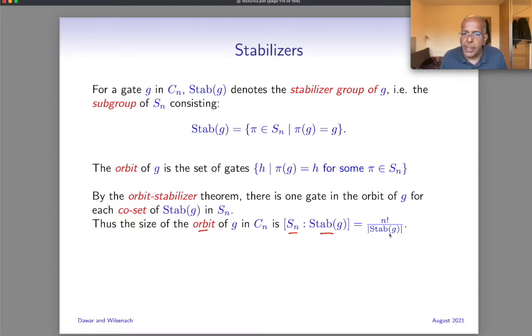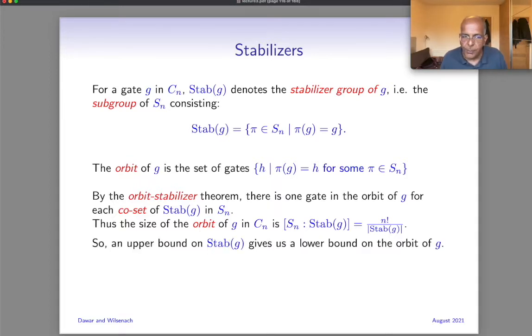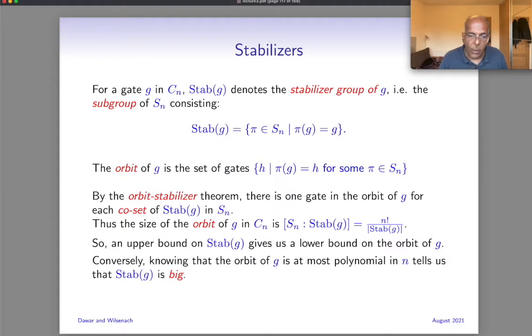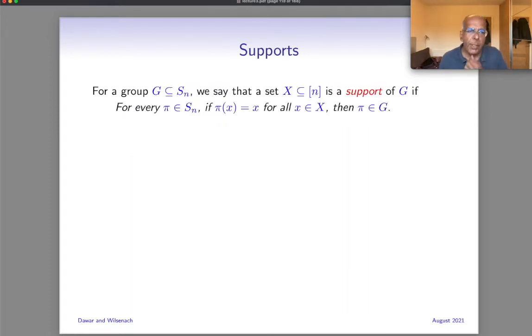So all gates in a symmetric circuit of polynomial size have large stabilizer groups. So an upper bound on the stabilizer group gives us a lower bound on the size of the orbit. And as I said, conversely, knowing that the orbit is at most polynomial tells us that the stabilizer group must be big. Now, what big groups can you get as stabilizer groups of gates? Say you have a subgroup G of Sn. We say that a set of elements X in n is a support of the group if every permutation in Sn which pointwise fixes all the elements of X is itself in G. In other words, we say the pointwise stabilizer of X is a subgroup of G. Another way of saying that is that G contains all permutations of the complement of X. Any permutation which just moves the elements in the complement of X is contained in G.